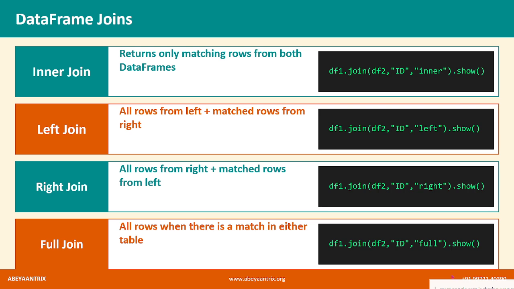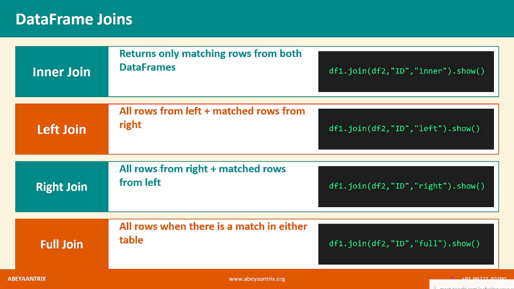So now if I have two data frames, df1 and df2, I can join those two data frames with the help of different types of joins. So first we shall see inner join. What was inner join doing in SQL? It returns the matching rows from both the tables. So here it returns the matching rows from both the data frames. So that is the difference.